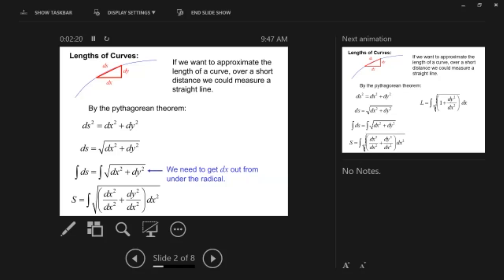A little bit of algebra here. What did they do? You multiplied this thing by 1 in the form of this. Dx over dx is 1. So dx squared over dx squared. When you take the square root of that, because you can distribute an exponent over multiplication, that would be the same as dx over dx, which is 1.